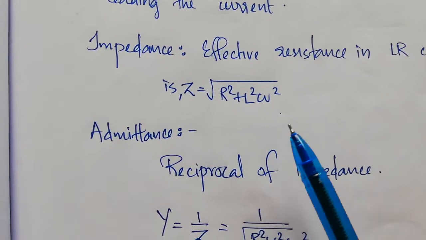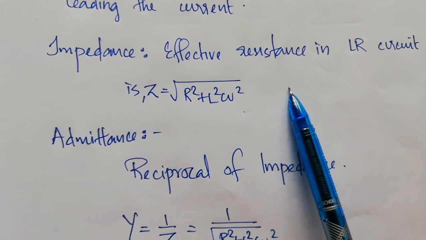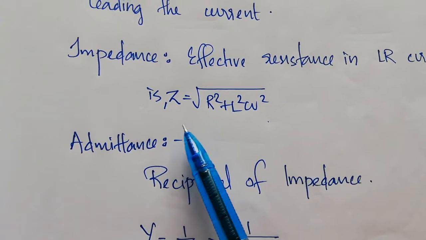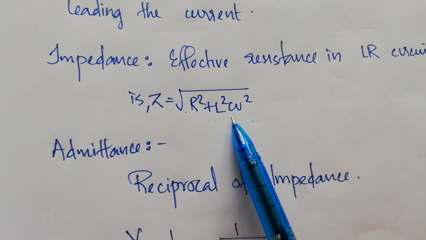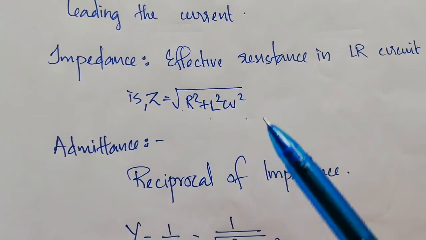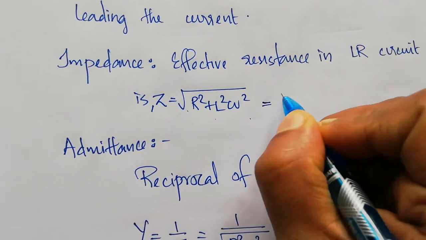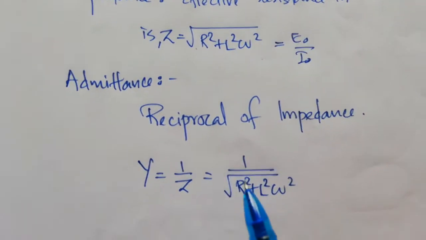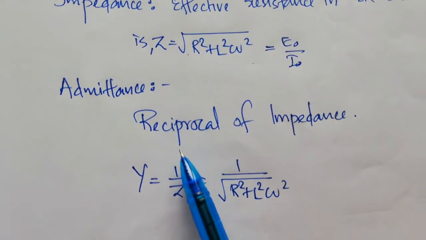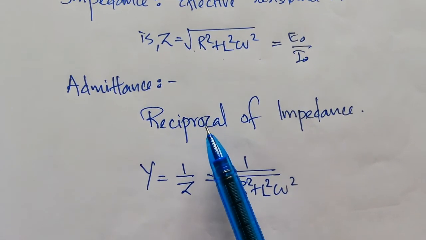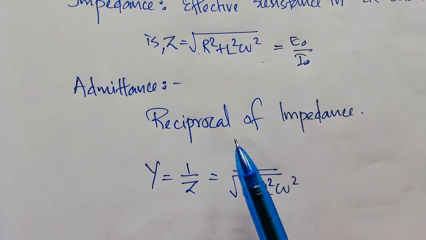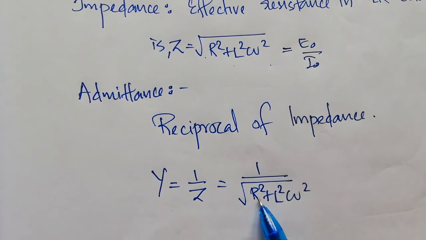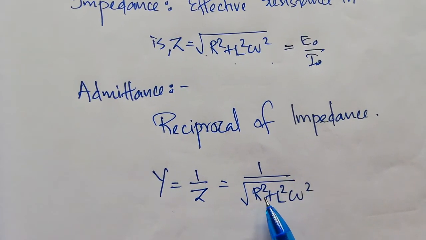Now, the impedance is the effective resistance in the LR series circuit. This can be written as Z is equal to root of R square plus L square omega square, which is equal to E0 by I0. And also the term admittance, which is new for you. Admittance is the reciprocal of the impedance. That is, Y is equal to 1 by Z, that is equal to 1 by root of R square plus L square omega square.